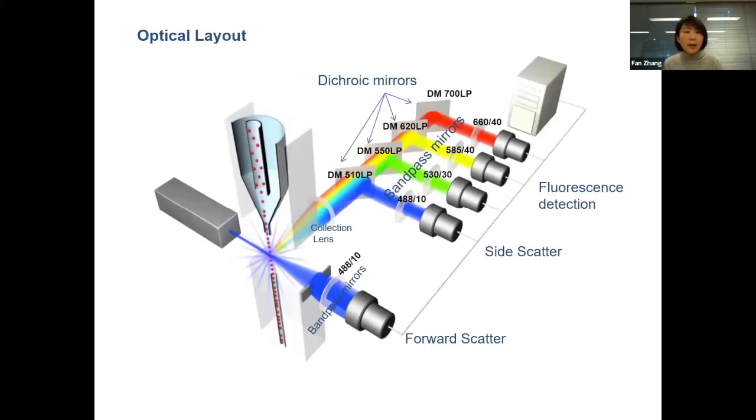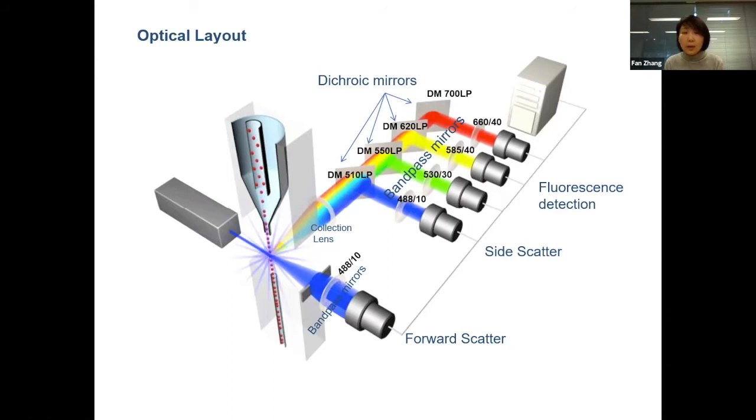So this is an example of an optical pathway. The cell marked with different fluorescence markers passes through the laser beam. The fluorescent marker emits light. So take the fluorescent marker PE as an example. PE emission wavelength maxes around 585 nanometers. So the light around 585 nanometers passes through the first dichroic mirror and the second dichroic mirror because it's longer, and gets deflected by the third dichroic mirror, 620, because it's shorter.